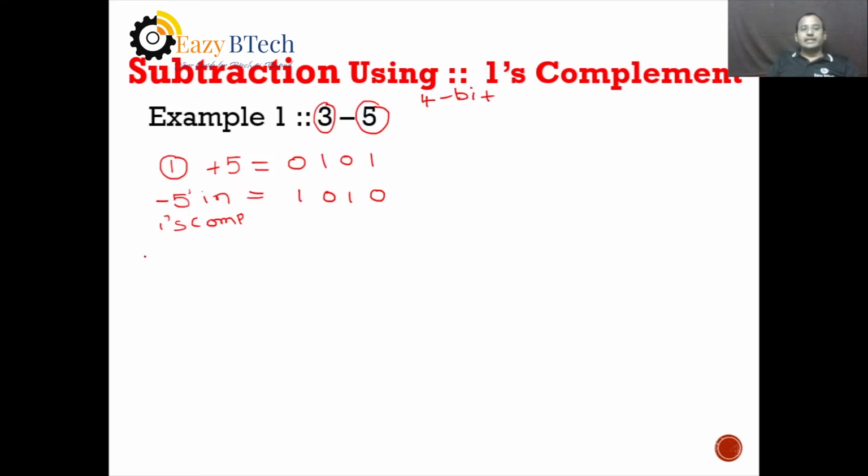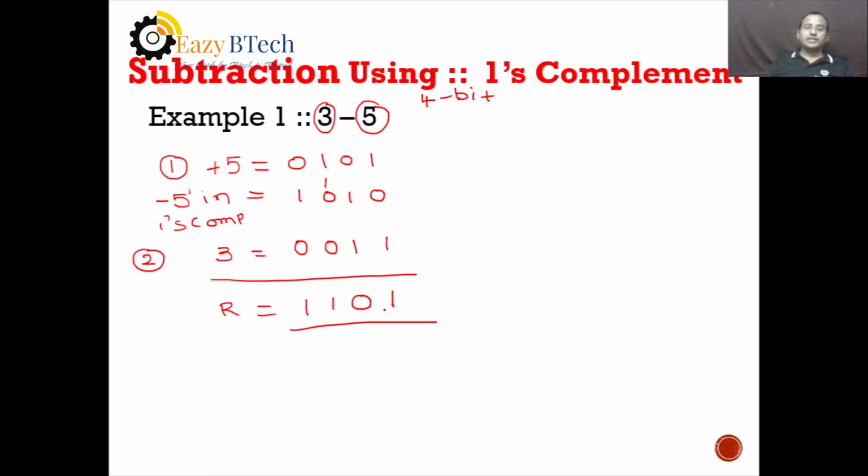Next, the second step is to represent this 3 also in binary format. If you represent 3 in binary format, the result is 0, 0, 1, 1. Now add the two numbers. 0 plus 1 is 1. 1 plus 1, sum 0, we will get carry 1. Adding this, we will get 1. Again, 1 plus 0 is 1. So the result is 1101.